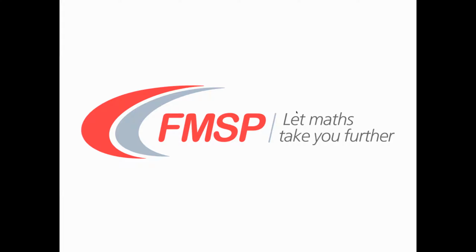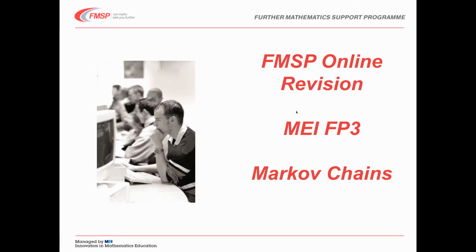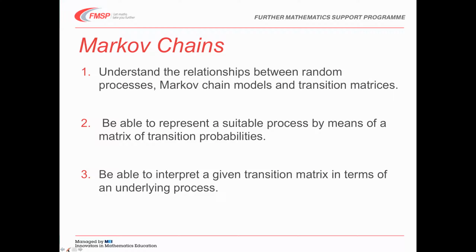We're going to be looking at MEI Markov chains now, and we're going to start off by having a look at some of the specification statements just to make sure you know what you need to know. So the first thing is understand the relationship between random processes, Markov chain models and transition matrices. And you've probably seen in the book that this is all to do with conditional probability. So what we're looking at is the probability of something happened given that something happened the day before.